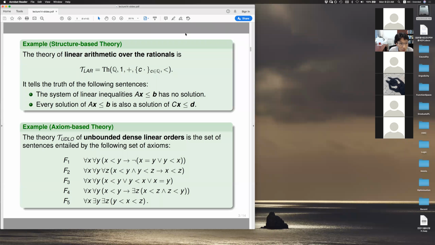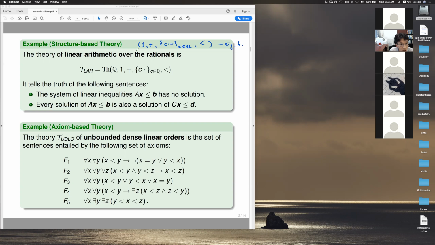The signature in this case has a constant symbol 1, the binary function symbol plus, and infinitely many unary operations, written c·, one for every rational number c. And then there is one predicate symbol, less than. So this is our signature.